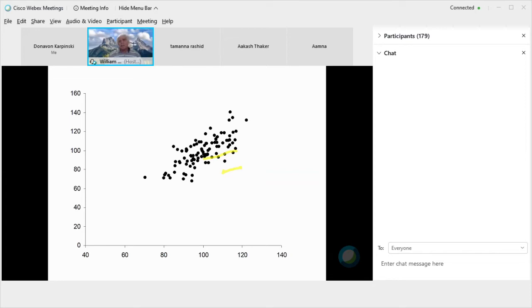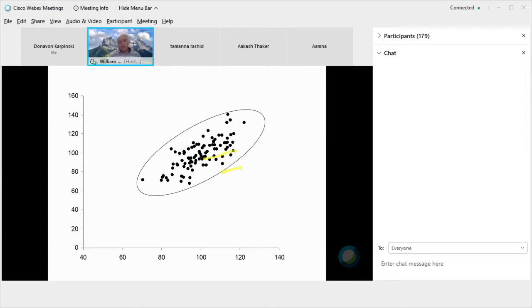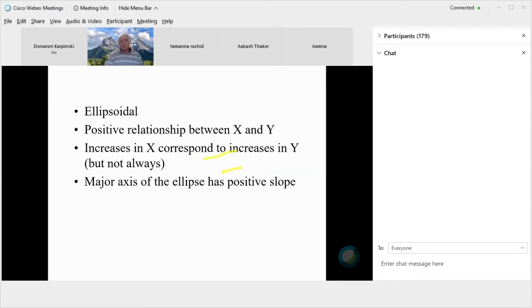Here's another scattergram. This is contained within an ellipse, and the ellipse is tilted upwards, which means that as you increase the value of x, the value of y generally increases. Not all the time, but for the most part it does. So it's a positive relationship between x and y, increases in x corresponding to increases in y. The major axis of the ellipse has a positive slope.